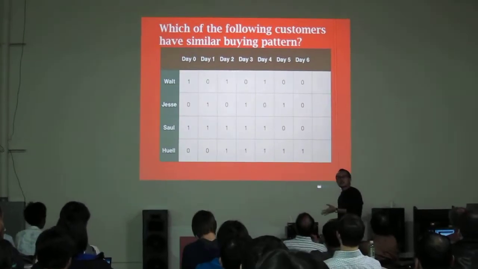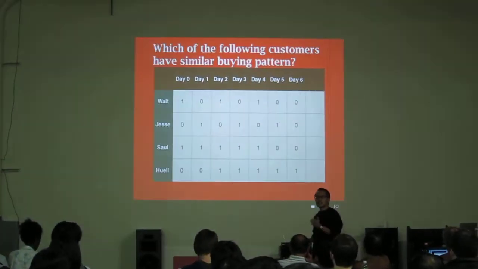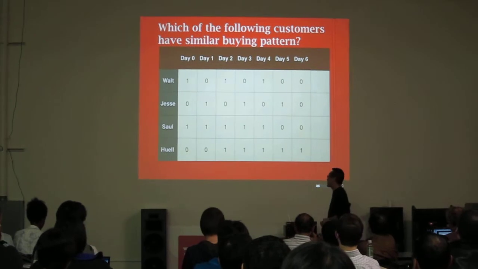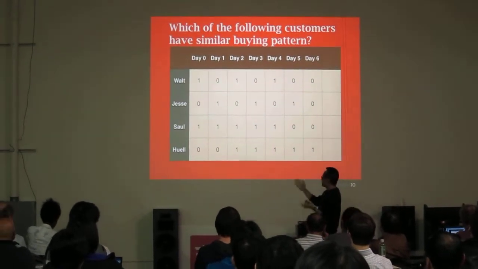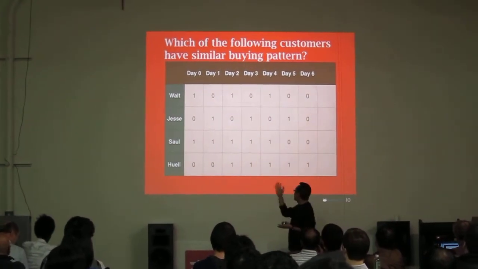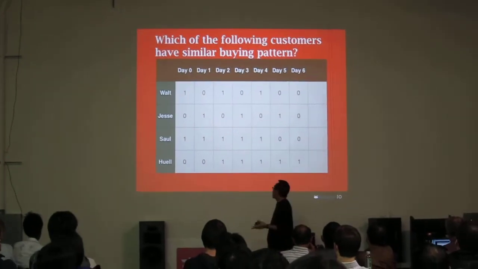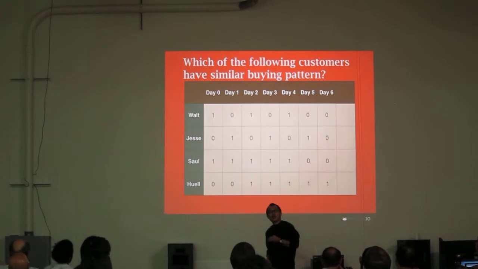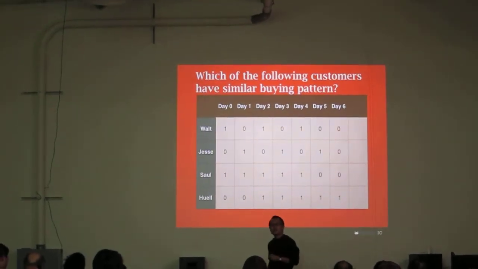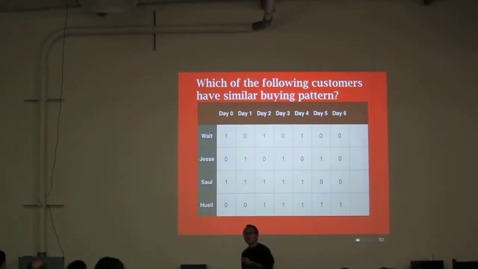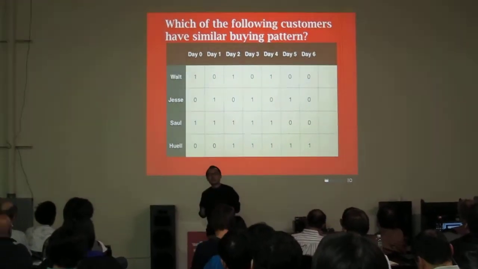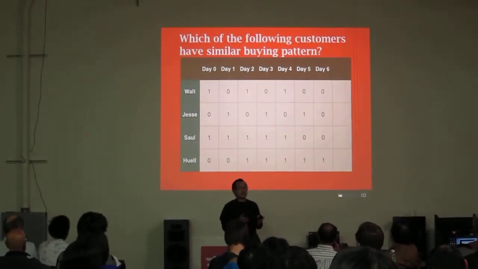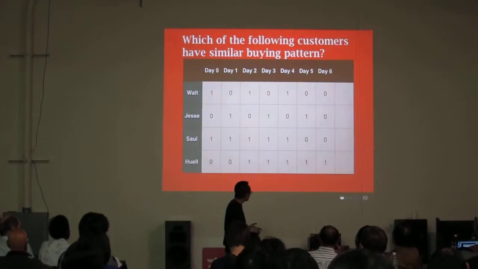It corresponds to a customer, and every column is just a time point in the history. So Watt makes some purchase in some store on day 0, day 2, day 4. And Jesse makes some purchase on day 1, day 3, day 5. The question is, from this data, can we tell which customers have a similar buying behavior or some similar buying pattern?